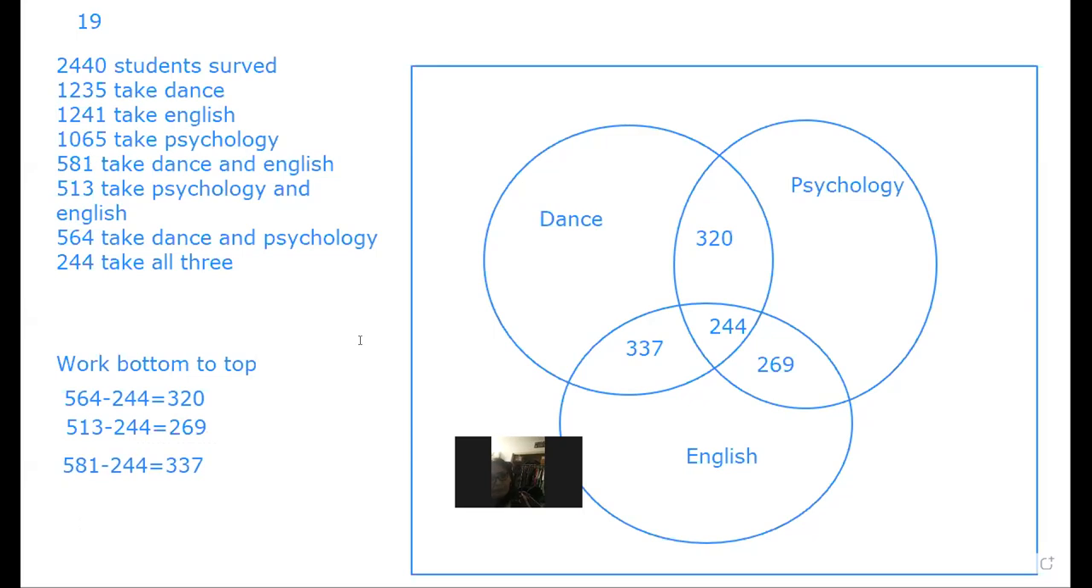And then what I could do is take dance, so that 1,235, and then I could subtract 320 here, 244, and 337, and that would give me the remainder of people who are just taking dance and nothing else. So 1,235 minus 320 minus 244 minus 337. So that's 334 people who are just taking dance.